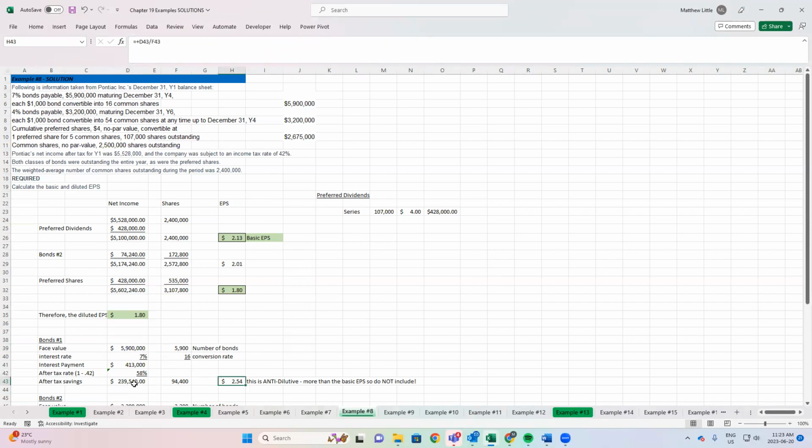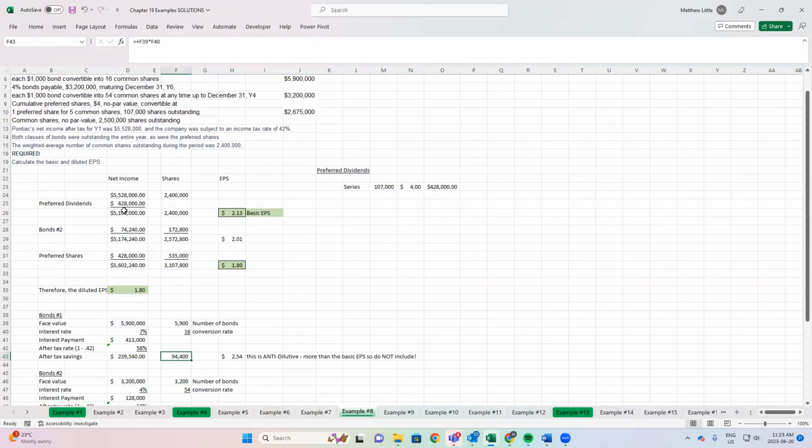So if we take our net income divided by the number of shares for this conversion, we have an earnings per share of $2.54. And because that's higher than our basic EPS, it is considered anti-dilutive. We will not include it.